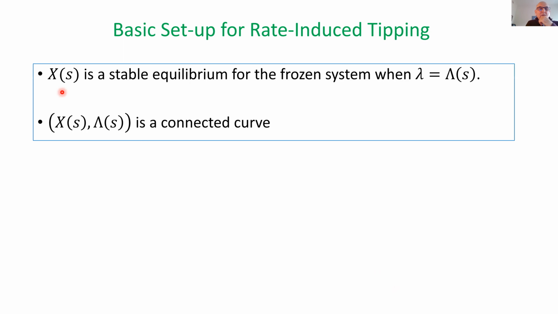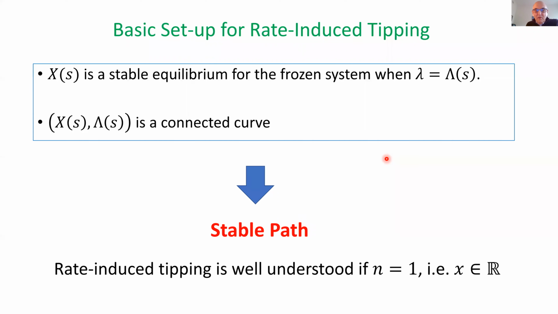But let's just think of this x as a function of s. And we want to think of x of s and lambda of s as a connected curve. And the idea is that we have a stable path, that this is actually a stable equilibrium, but by that we mean for each frozen s. Okay, so for each frozen s, this is a stable path. But when we vary s in time, so in other words, we take r away from 0, we then can destabilize this path. So that's the idea of what can happen here.